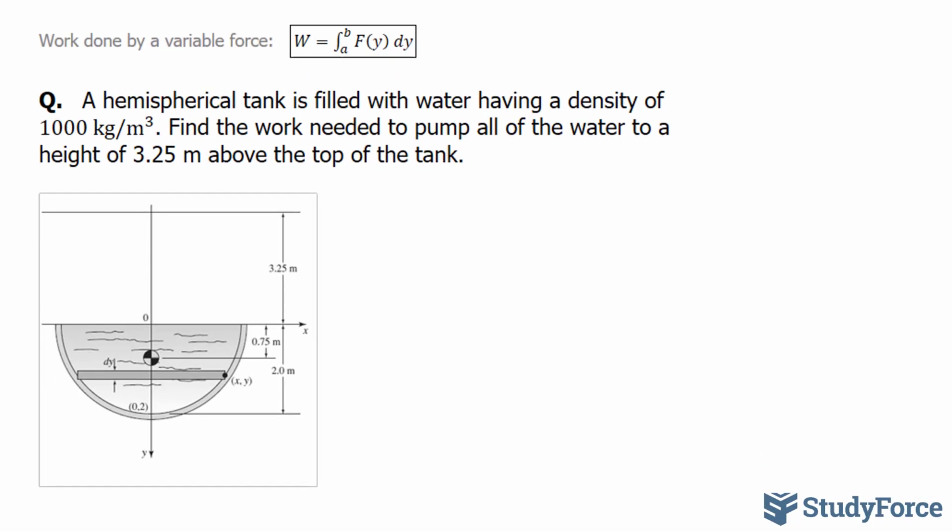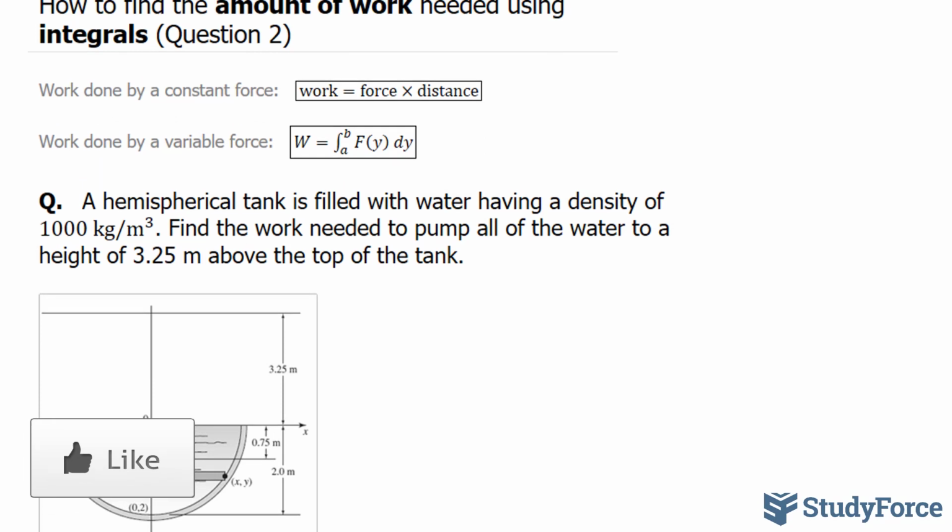So what we have here is an illustration of what's going on. We have a tank and it has a radius of 2. And what we have to do is pump all of this water to a level of 3.25 meters. Before we start doing the math, take a look at the formula for work.